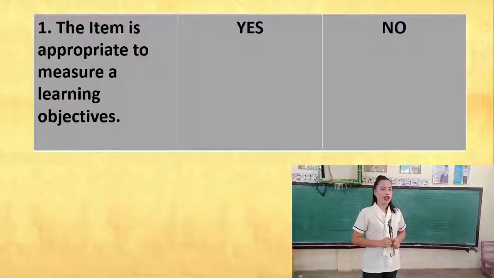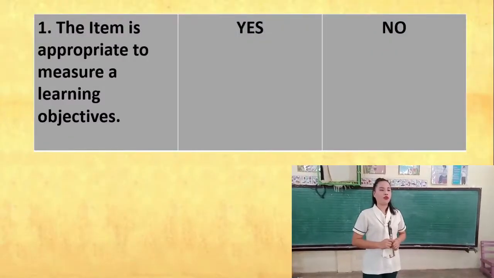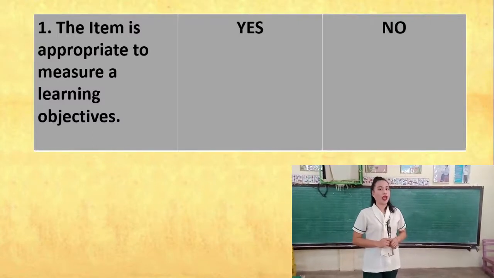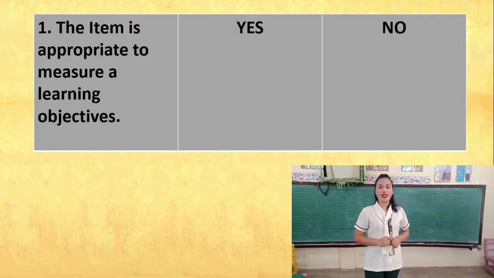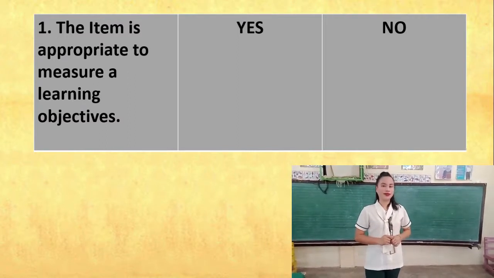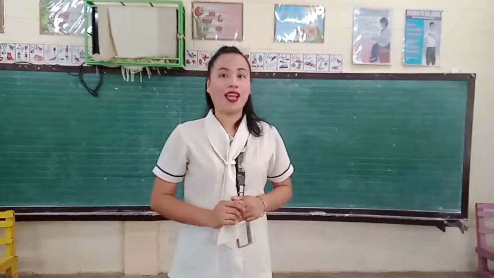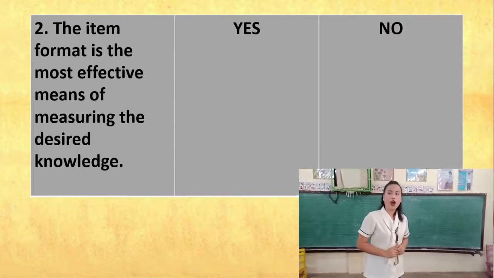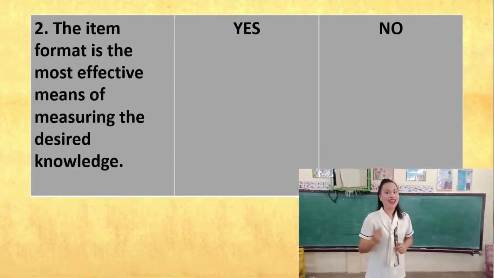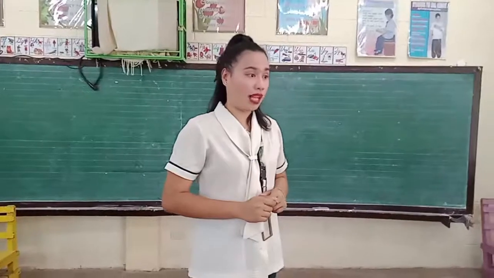Checklist number 1. The item is appropriate to measure a learning objectives. Yes or no? Pwede ka bang magbahagi ng iyong idea? Dana? Thank you, Dana. Ngayon, pumunta naman tayo sa checklist number 2. The item format is the most effective means of measuring the desired knowledge. Yes or no? Teresa? Maraming salamat.